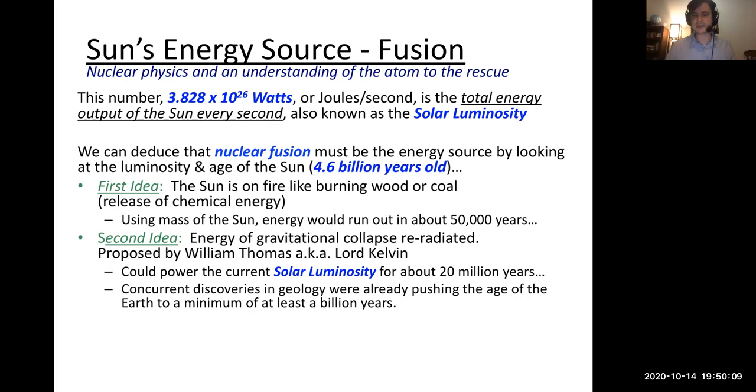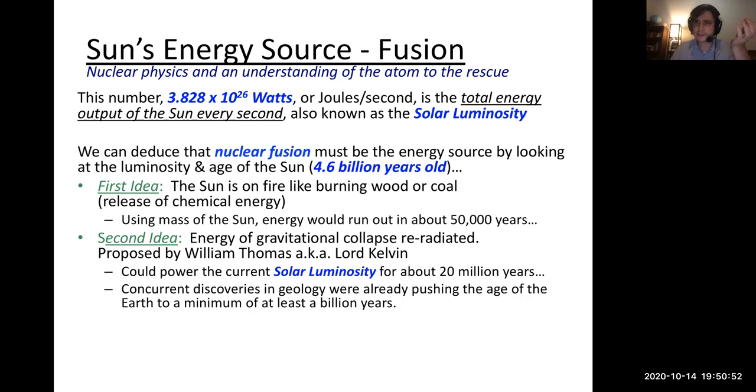So you can do that calculation. You can figure out how much energy that gravitational collapse would create and then re-radiate it back out to space like a black body. And if you are re-radiating that out to space at 3.828 times 10 to the 26 watts, you could power the solar luminosity for 20 million years. And at this time, Lord Kelvin was coming up with this idea just as geology was really starting to hit its major stride. Geology at this point had pushed the age of the Earth to at least 1 billion years old. So Lord Kelvin's like, damn, that doesn't work either.